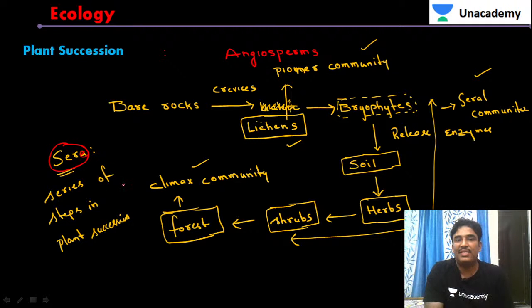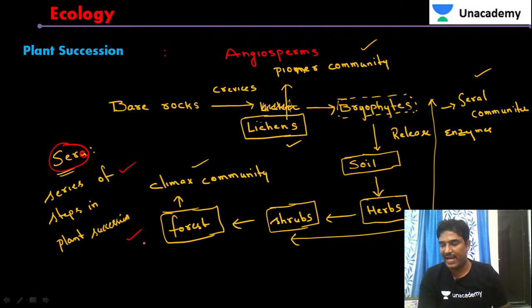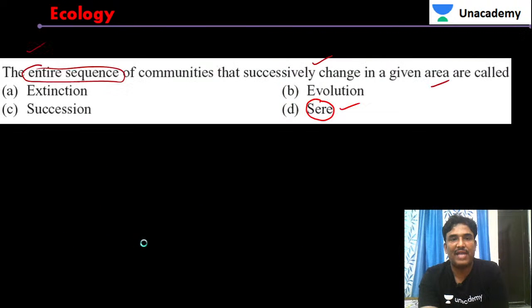It is a series of steps in the plant succession. A series of steps in plant succession is called a sere. That is the answer. A sequence of communities and successive changes in a given area is called the sere. You have to remember this, it is a very important question.